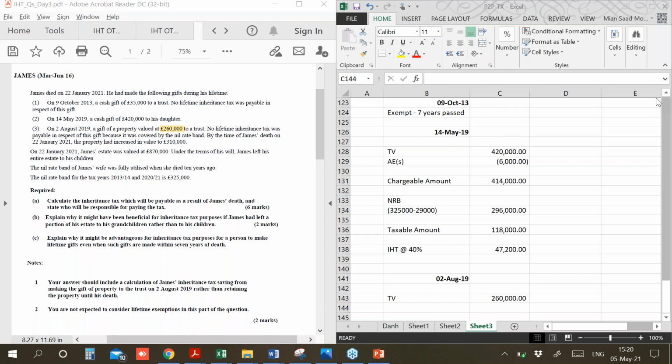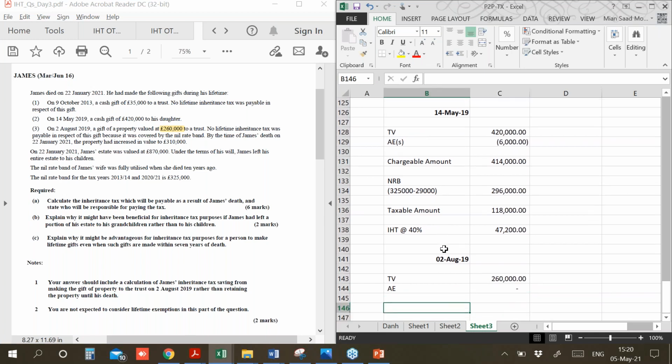No annual exemption. Okay, why? Because the gift has been made in the same tax year. So the only one annual exemption is available per tax year that has already been utilized by the cash gift of 422 daughter. So there will be no annual exemption available. AEs will not be available. So this will be its chargeable amount as well, that is 260,000.